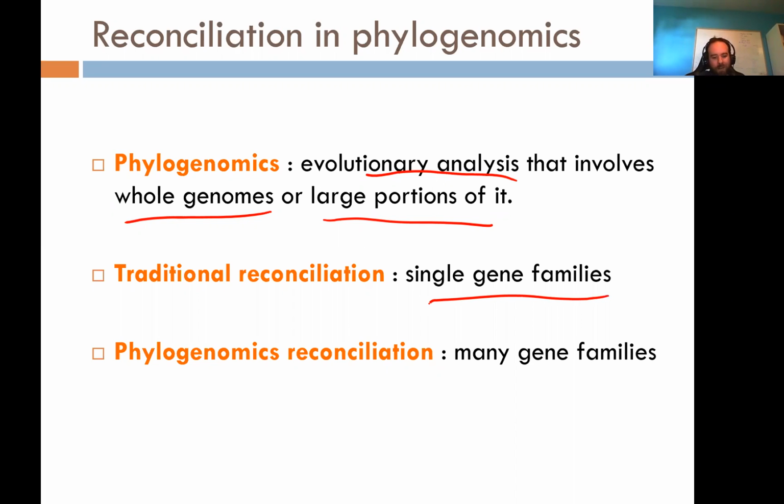And why I call this phylogenomics reconciliation, the topic of this talk, is that we want to consider many gene families. So the difference is single versus many, and that's where this phylogenomic buzzword comes from in the talk.